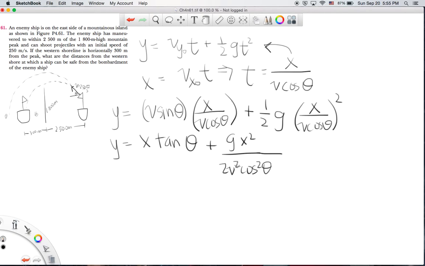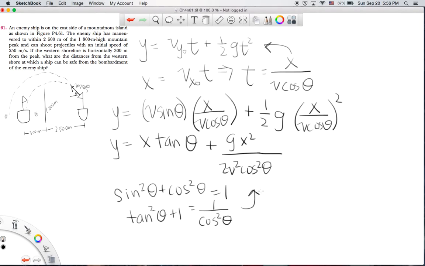So now it seems like we're kind of stuck because we don't know what theta is. But using the identity sine squared theta plus cosine squared theta equals 1, if we divide both sides by cosine squared theta, we'll get tan squared theta plus 1 equals 1 over cosine squared theta. So we have 1 over cosine squared theta, which we can plug into there.